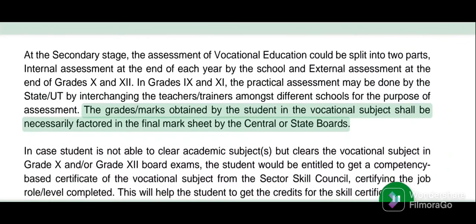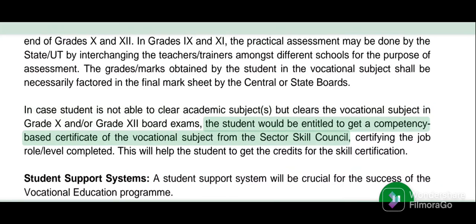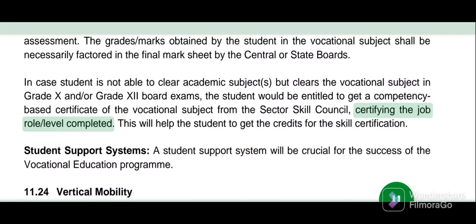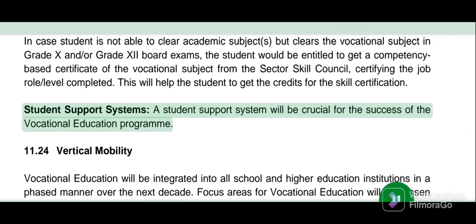The grades/marks obtained by the student in the vocational subject shall be necessarily factored in the final mark sheet by the central or state boards. In case a student is not able to clear academic subjects but clears the vocational subject in grade 10 and/or grade 12 board exams, the student would be entitled to get a competency-based certificate of the vocational subject from the Sector Skill Council, certifying the job role level completed. This will help the student to get the credits for the skill certification. Student support systems: a student support system will be crucial for the success of the vocational education program.